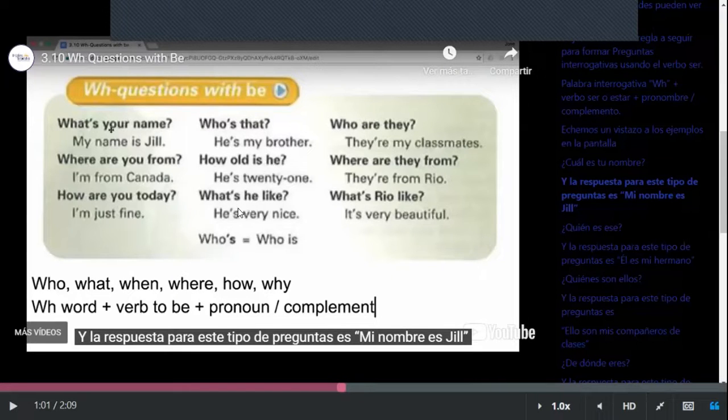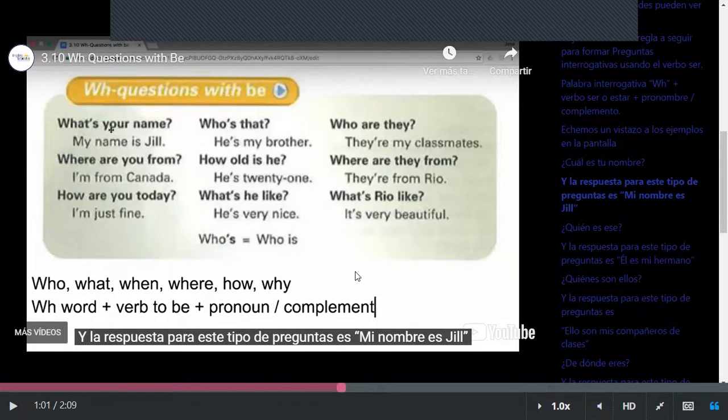What's he like? What's he like? Ese like que nosotros conocemos, ¿verdad? De gustar. Right, que aparece tanto en Facebook, right? En las preguntas es diferente. En la pregunta significa cómo. Es para preguntar, ¿ok? Entonces ahí dice, what's he like? ¿Cómo es él? Que me lo describas. What's he like? He is very nice. Él es cool, ¿verdad? He is very nice.